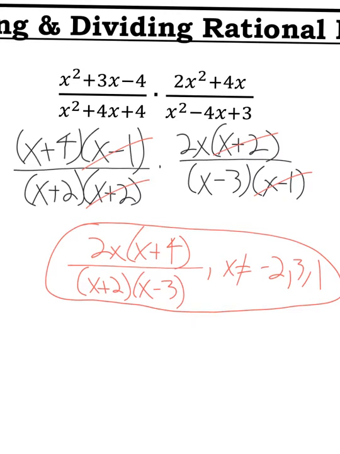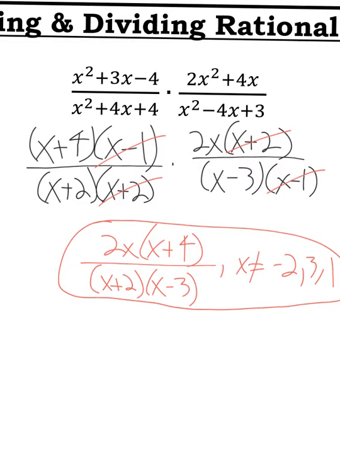So let's cancel everything we have in common. I see that I have one x plus 2 on top, and I have two x plus 2's on bottom. Don't make the mistake of canceling them both out. You need two x plus 2's on top if you're going to cancel out two x plus 2's on bottom, okay? So it only cancels out one of them.